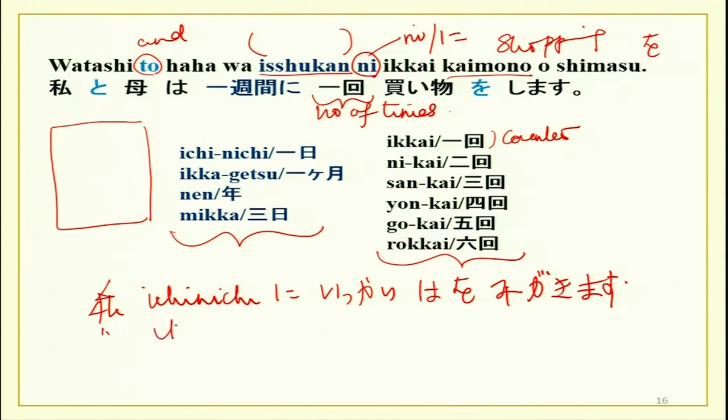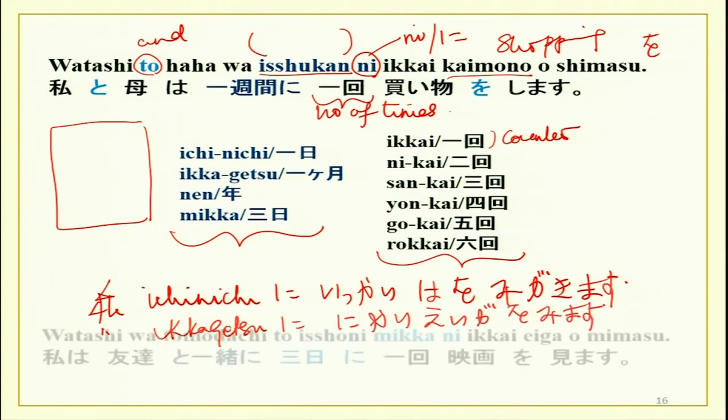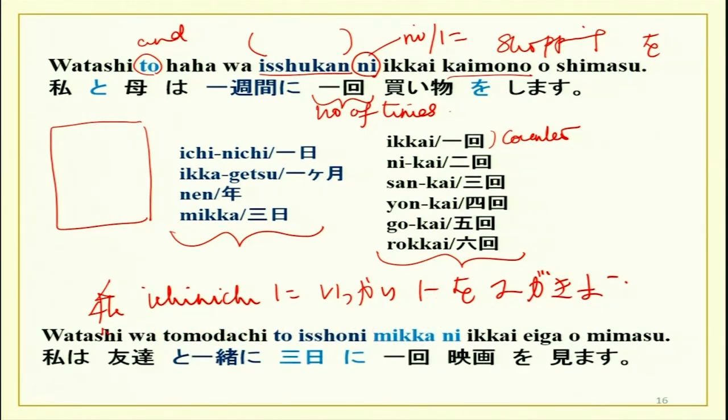Or watashi wa ikkagetsu ni nikai eiga o mimasu. Watashi wa tomodachi to issho ni mikka ni ikkai. Mikka is 3 days. Mikka ni ikkai eiga o mimasu. So me and my friend together we watch a film once in 3 days. So that's the way you can use time expression, number of times an activity, and use particle ni. You can ask a question using ka and answer.